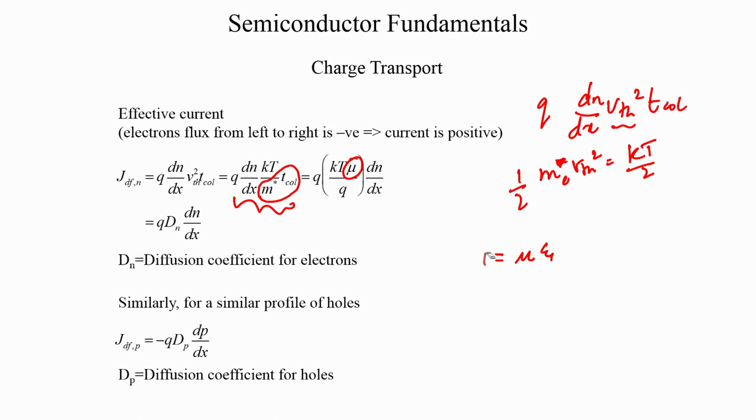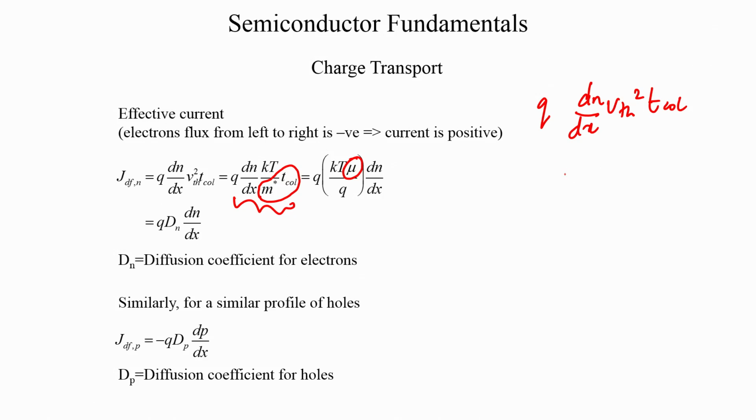So although we are discussing diffusion, we need to step back and understand what mu is and how it is connected to m star and T collision. It does not mean that this process is dependent on an applied electric field. There is no need for any applied electric field. It is only to understand mu better that we need to step back.